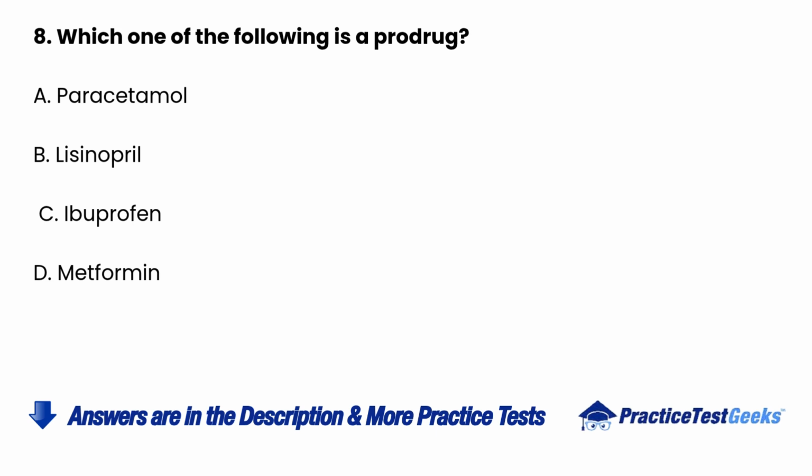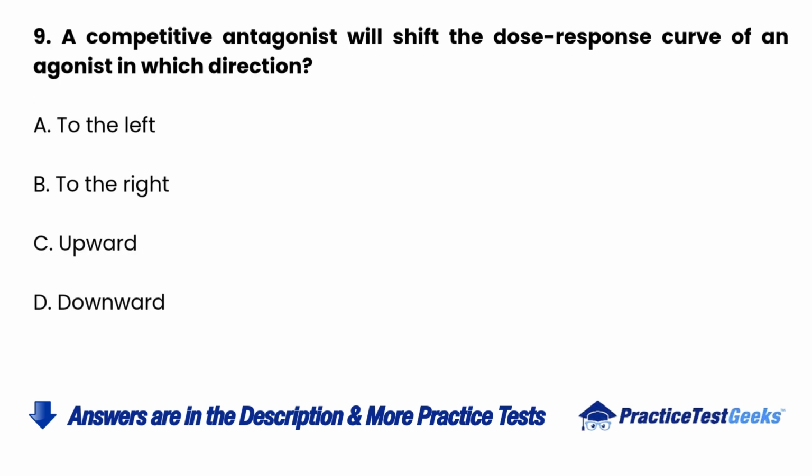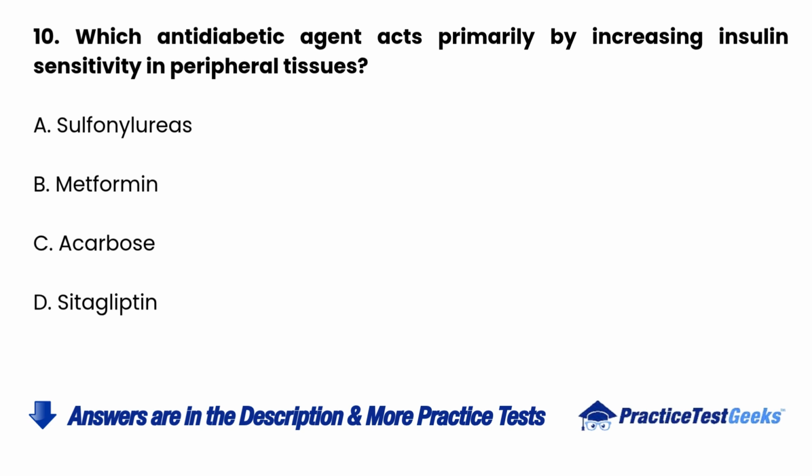D. Metformin. 9. A competitive antagonist will shift the dose-response curve of an agonist in which direction? A. To the left. B. To the right. C. Upward. D. Downward.